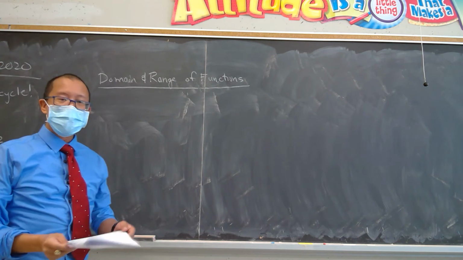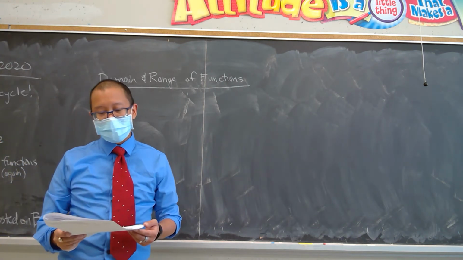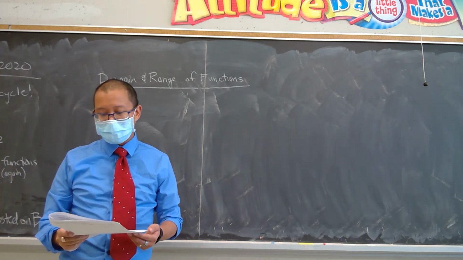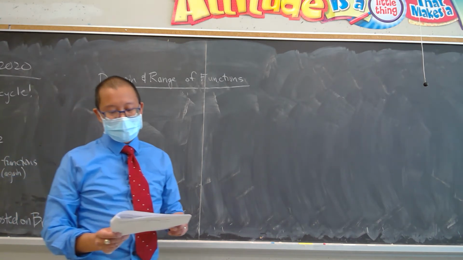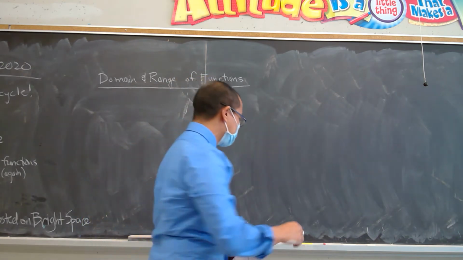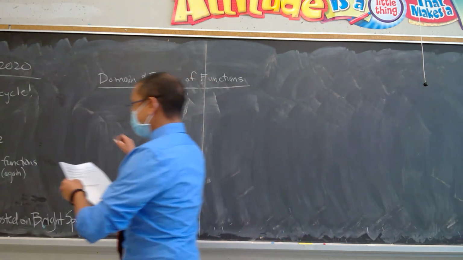So, let's just read it out really quickly as a refresher. Domain, all possible values of x, the set of the first elements in a relation. Range, all possible values of y within the domain, and the set of the second elements in a relation. So the first example we have is this one.